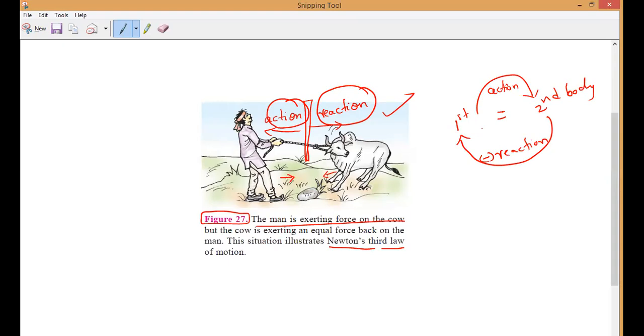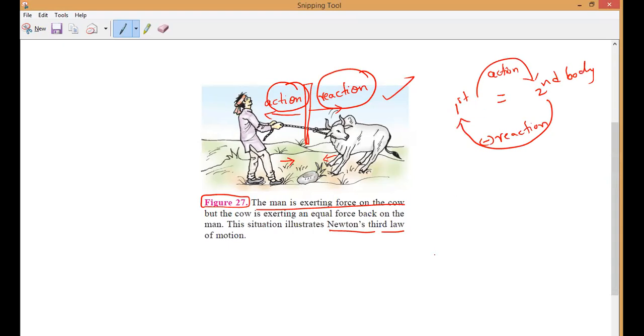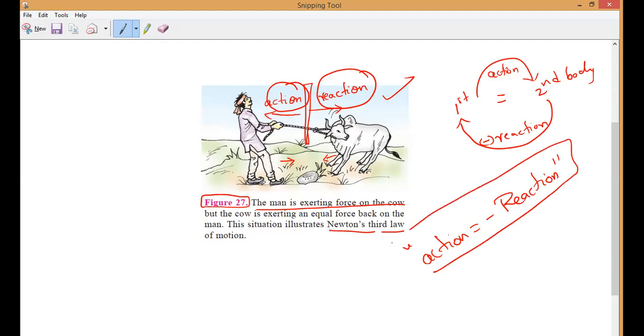That is why action is equal to, what can we say? Action is equal to what, guys? Simply we can say minus reaction. Okay. So the minus is not really minus. It is indicating what? Opposite direction. That is what you have to remember. Okay. So this is what.